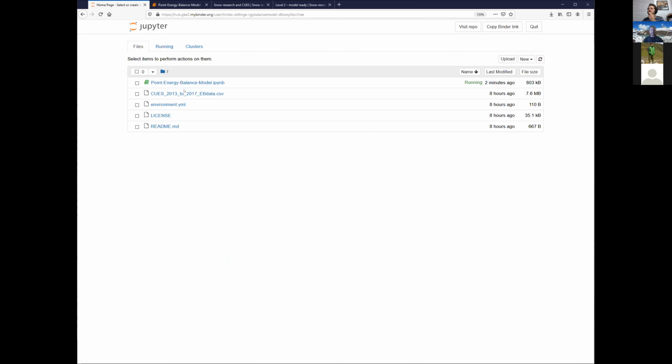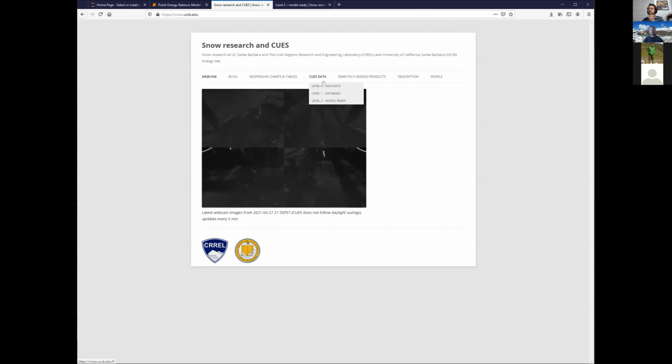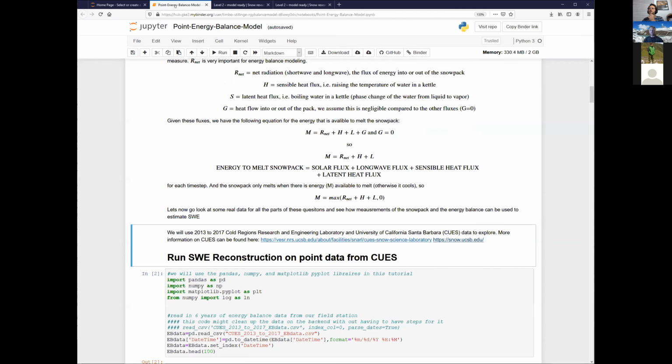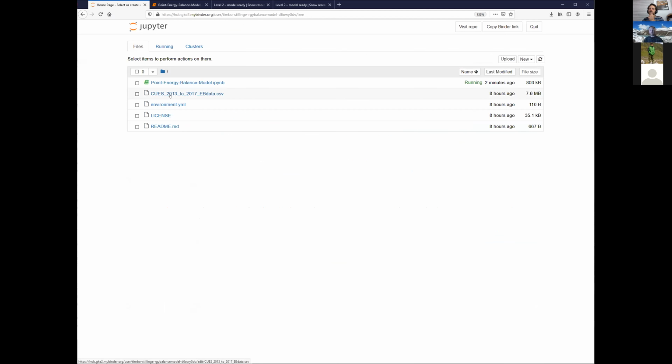If you were to download data from the queues website and make it look the same as that CSV file, could you run this IPython notebook on, say, a different year of data? Yeah, definitely. This IPython notebook has data from 2013 to 2017. The model ready data on the queues website goes back to 2011, but we installed the Snowpellow in 2013. So I limited it to 2013 because there was no Snowpellow installed prior, so you can compare your reconstruction estimate to the Snowpellow estimate.